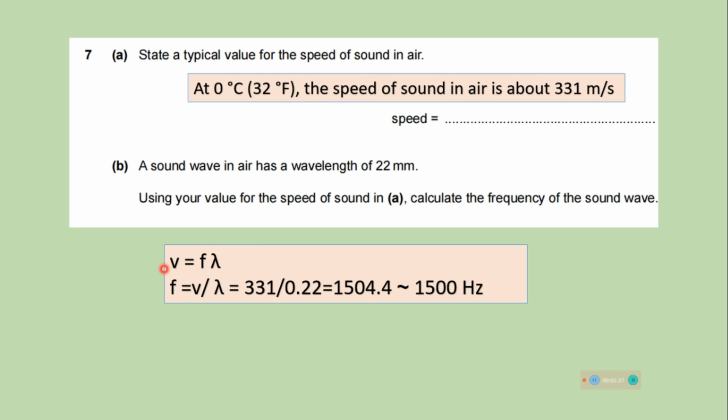We know that v is equal to f lambda, where f is frequency, v is speed and lambda is wavelength. So frequency is equal to speed divided by lambda. Now for v, we will write 331 meter per second, the speed of sound in air, divided by 0.22. It is 22 millimeter, so it will be 0.22 meter, and the frequency is approximately 1500 hertz.